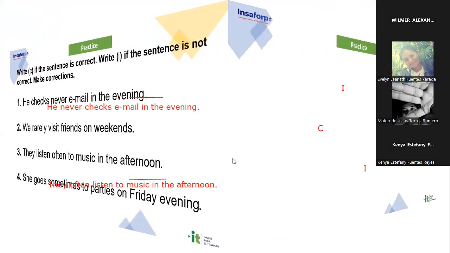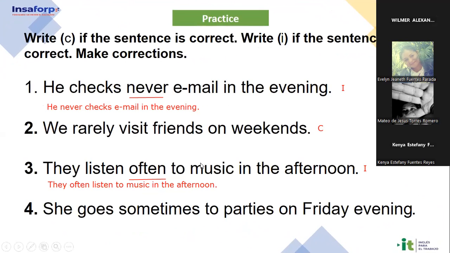Ok, yes. Number four, right? Oops, sí, se me fue. Ok. She goes sometimes to parties on Friday evening, right? This is for Francisco. Ladies and gentlemen, Francisco, Mr. Alfaro. Correct or incorrect? Number four. Incorrect. Incorrect. Uh-huh. Very good. So now, please, dictation, please. Okay. She sometimes goes to parties on Friday evening. On Friday evening. Okay.